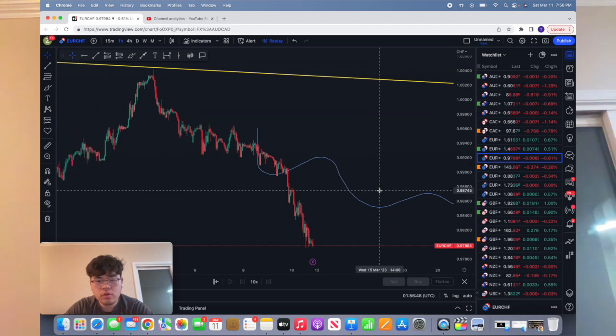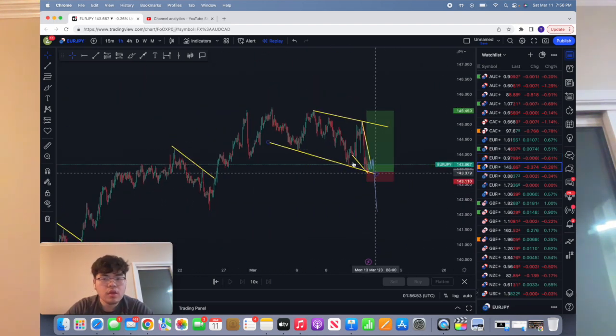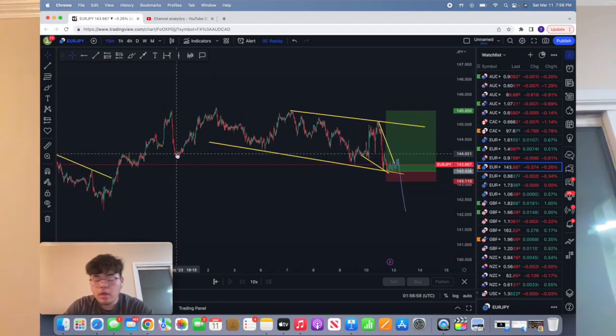So Euro Swiss, I don't like the Swiss pairs. Maybe I would just delete all the Swiss pairs overall, just to not look at them, because I don't like Swiss pairs. Swiss pairs are weird to me.